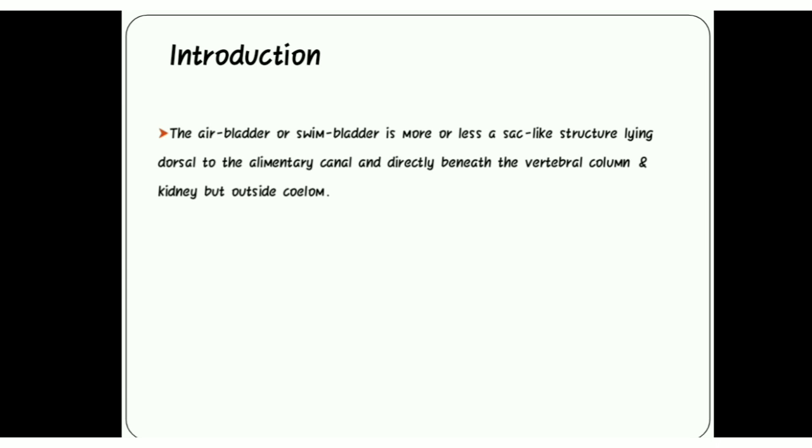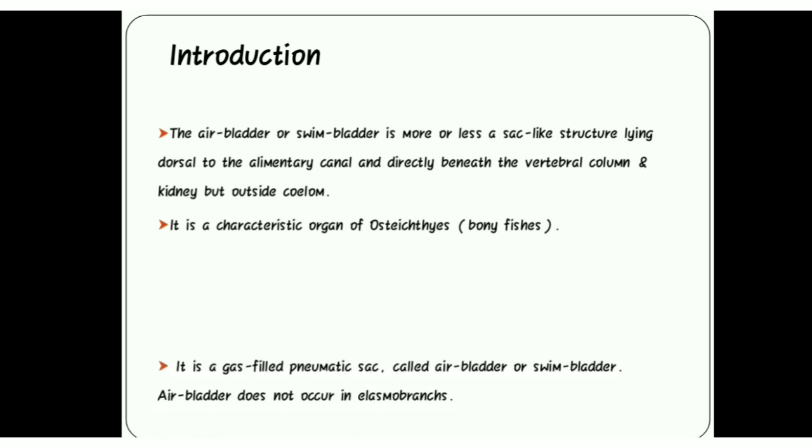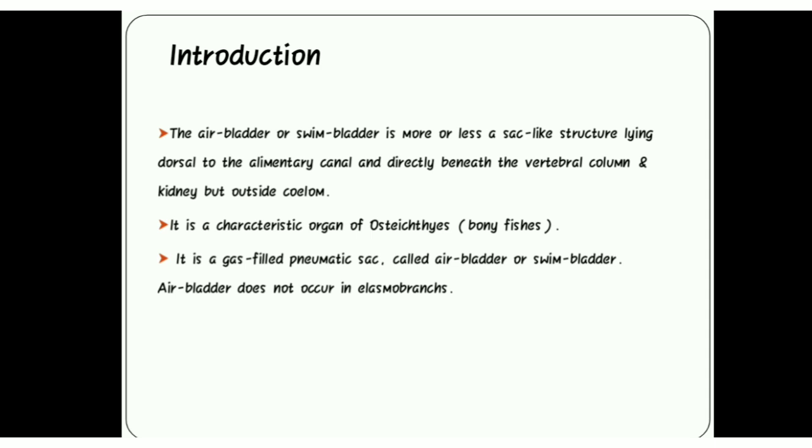The air bladder or swim bladder is a pouch-like structure. It is located dorsal to the alimentary canal and directly below the vertebral column and kidney, but outside the coelom. It is a characteristic organ of bony fish. All bony fish have an air bladder. It is a gas-filled pneumatic sac called the air bladder or swim bladder.